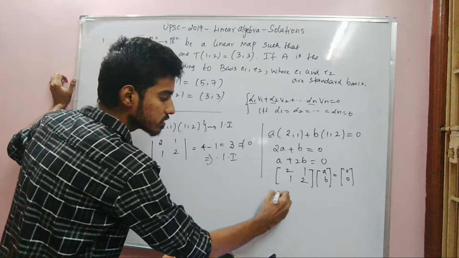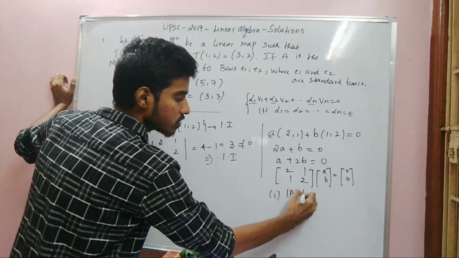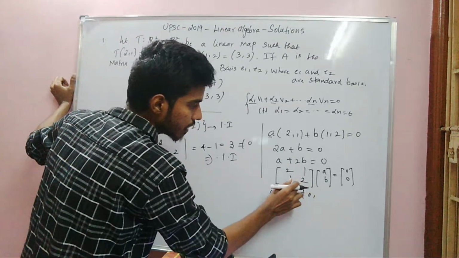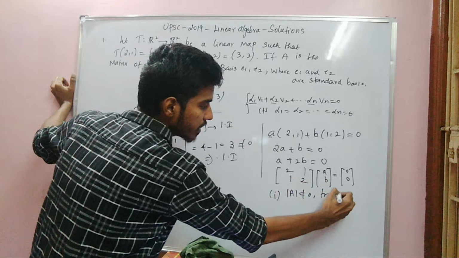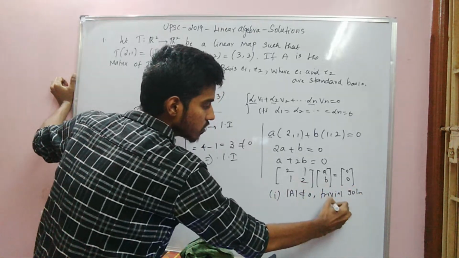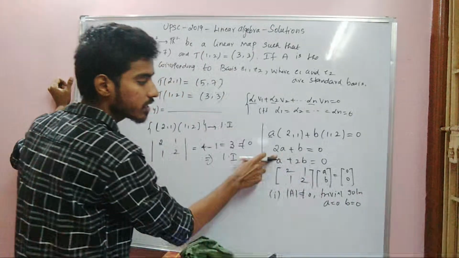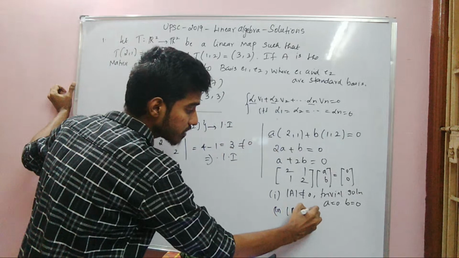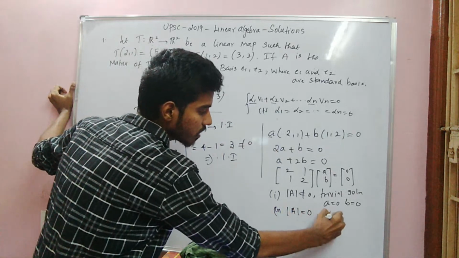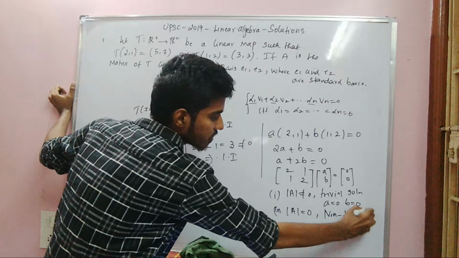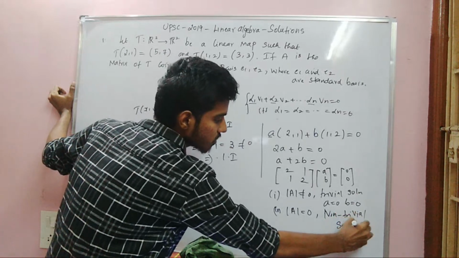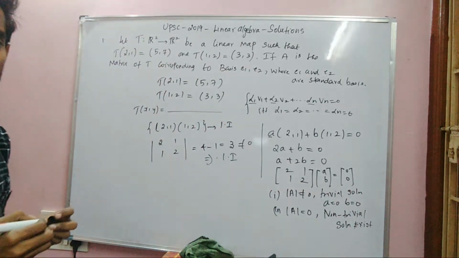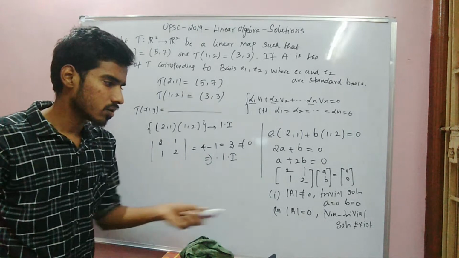For a homogeneous system, if this determinant is non-zero, then there is only the trivial solution. I think you will remember this. If the determinant of this is non-zero, then only the trivial solution exists. Trivial solution means a is equal to 0, b is equal to 0. I am writing a and b here because our variables are a and b. If the determinant is 0, then a non-trivial solution exists. This is the basic definition, right? And how can we find a non-trivial solution? We will use free variables to find the non-zero solution.